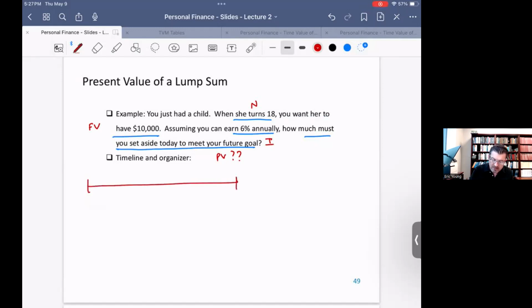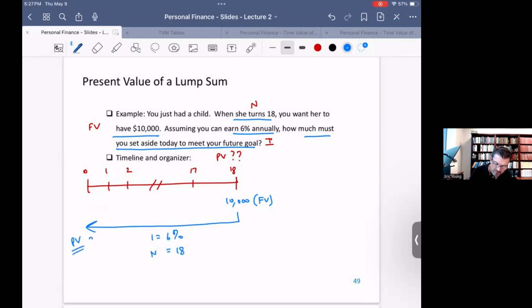Here's our timeline. 0, 1, 2, all the way to 17 and 18. But in this case, the $10,000, the FV is way out here. We're going to try to discount this and pull it back this way. We know it's going to grow at 6% for 18 years. So what we're really looking for, what's the amount of money here that will generate 10,000 there?